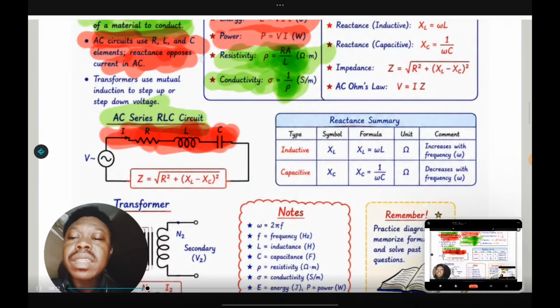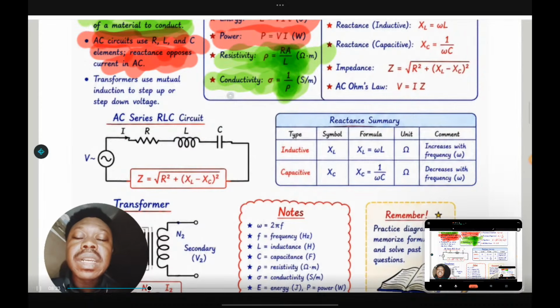Hence, in an RLC circuit, we can measure reactance in L and C. What is L? L is the inductor. C is the capacitor. This is the capacitor. This is the inductor. This is the resistor.